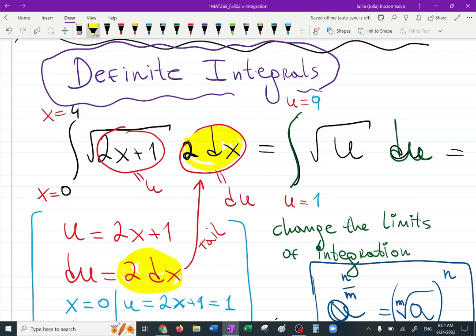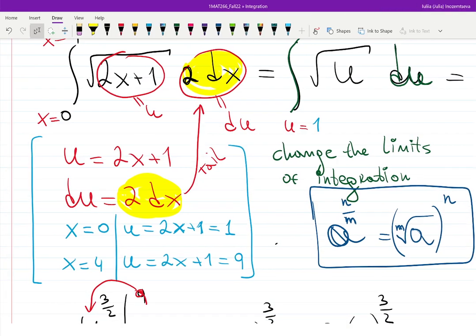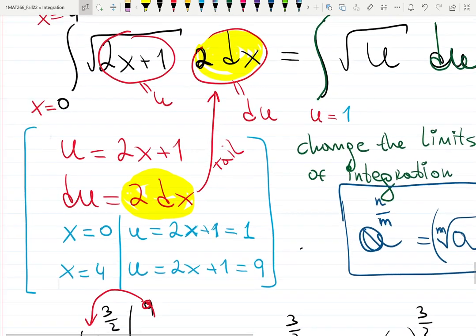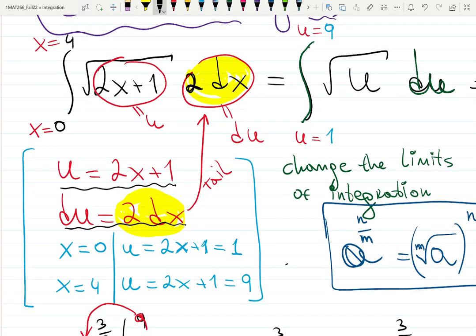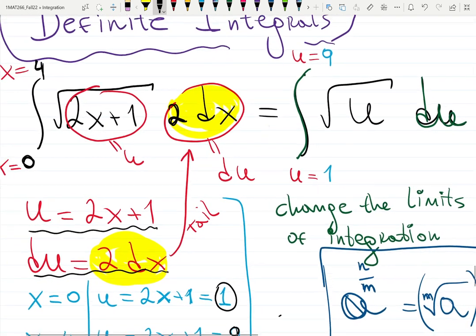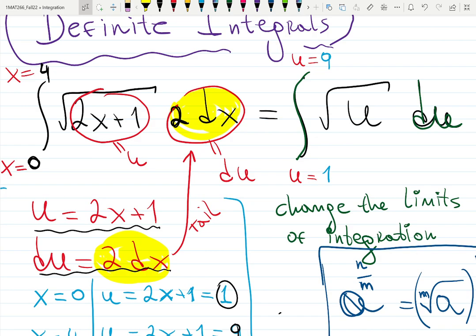When you perform your substitution, you are required to change the limits of integration. So when I chose u to be 2x plus 1, du became 2 dx. Then 0, the lower limit of integration, became 1, and 4, the upper limit, became 9, just because u was 2x plus 1. So the new integral became the integral from 1 to 9 of the square root of u du. And then we knew how to integrate that.